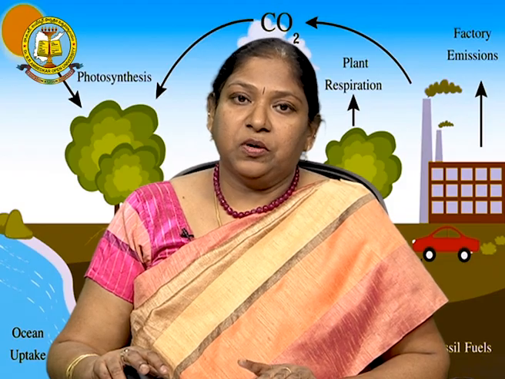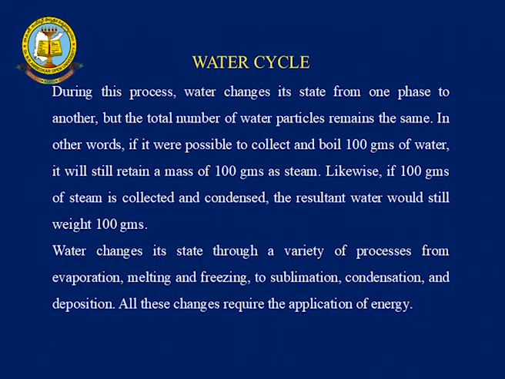Let us now learn about water cycle. During this process, water changes its state from one phase to another, but the total number of water particles remains the same. In other words, if it were possible to collect and boil 100 grams of water, it will still retain a mass of 100 grams as steam.